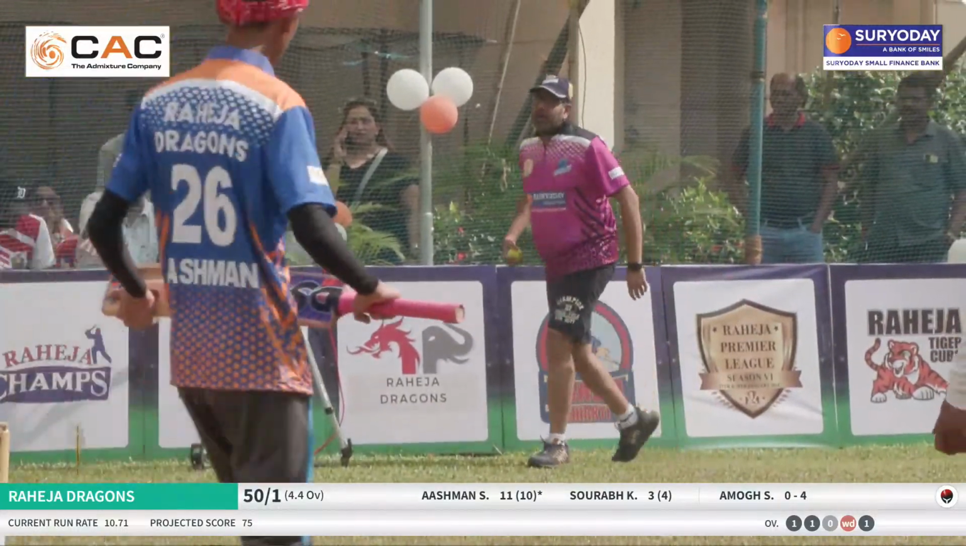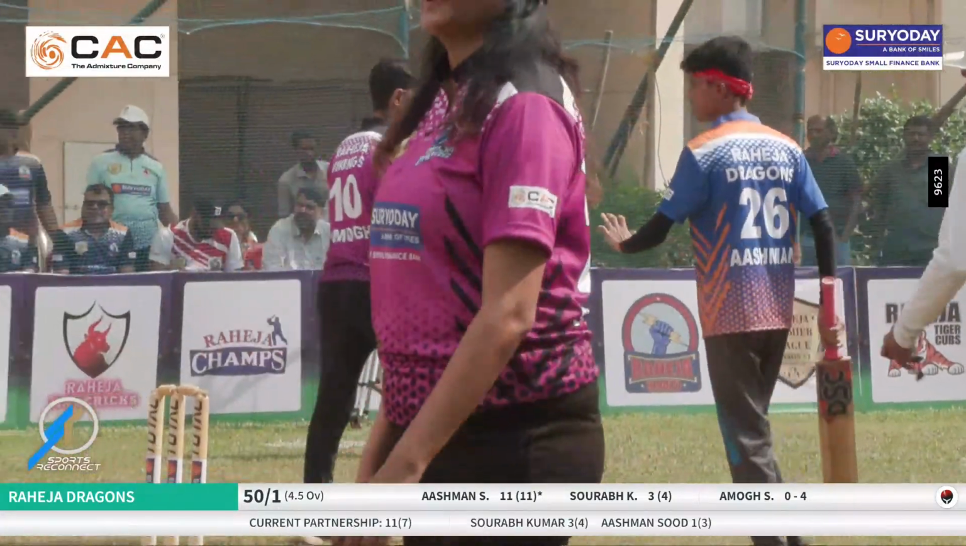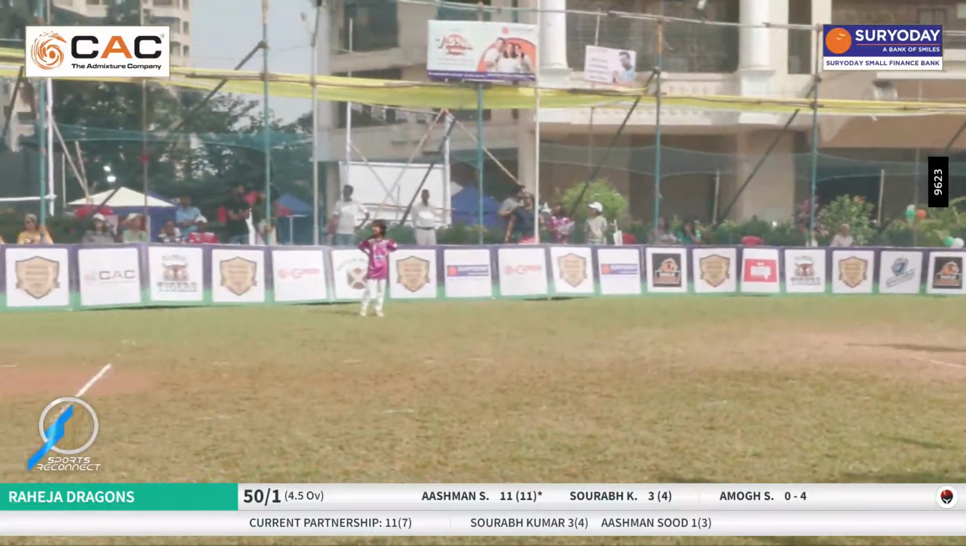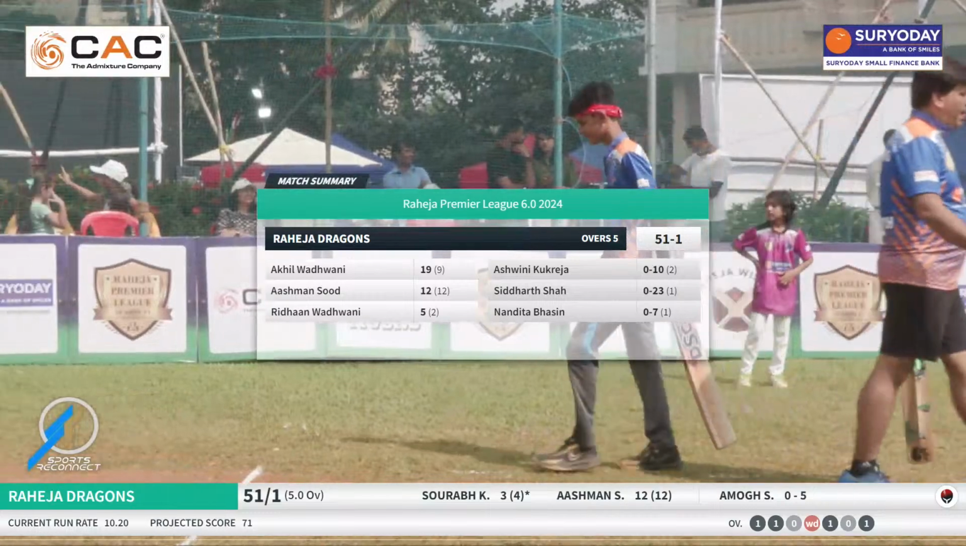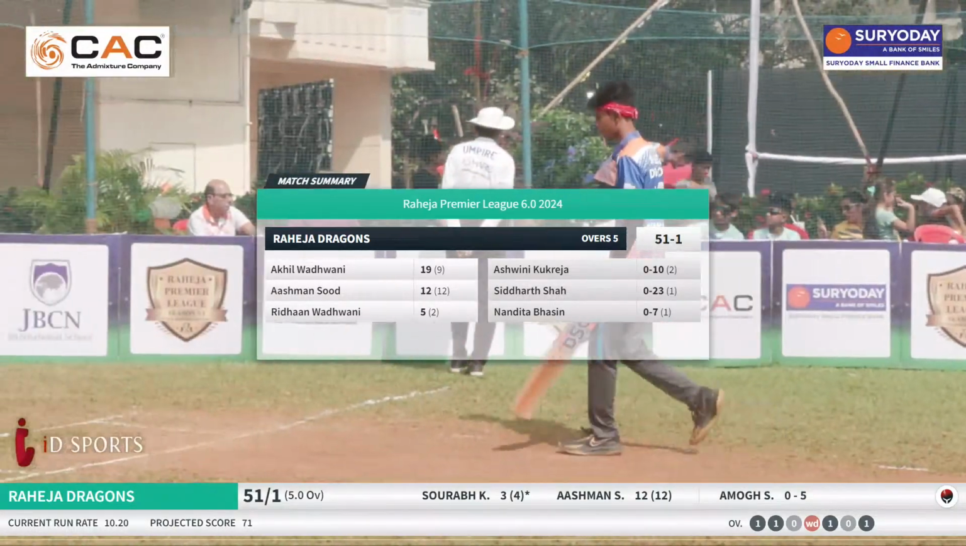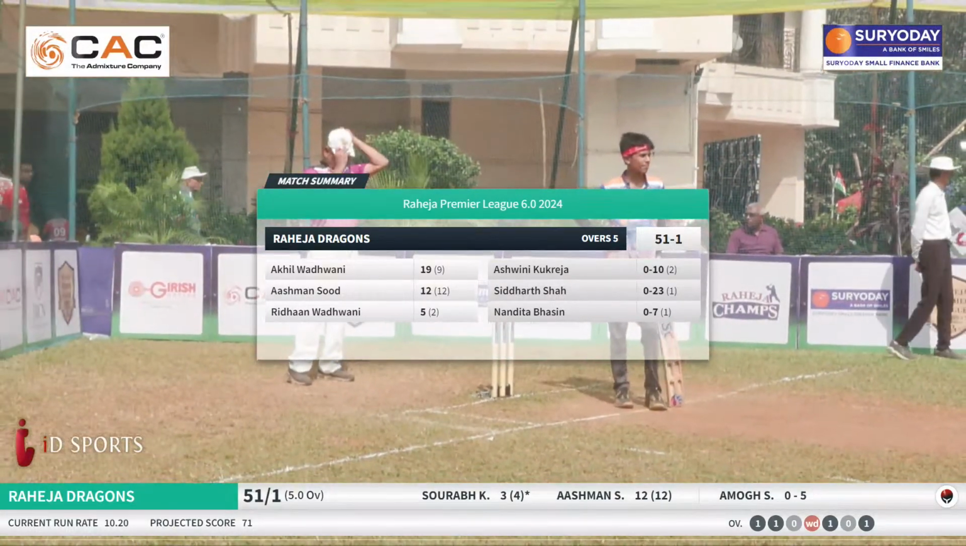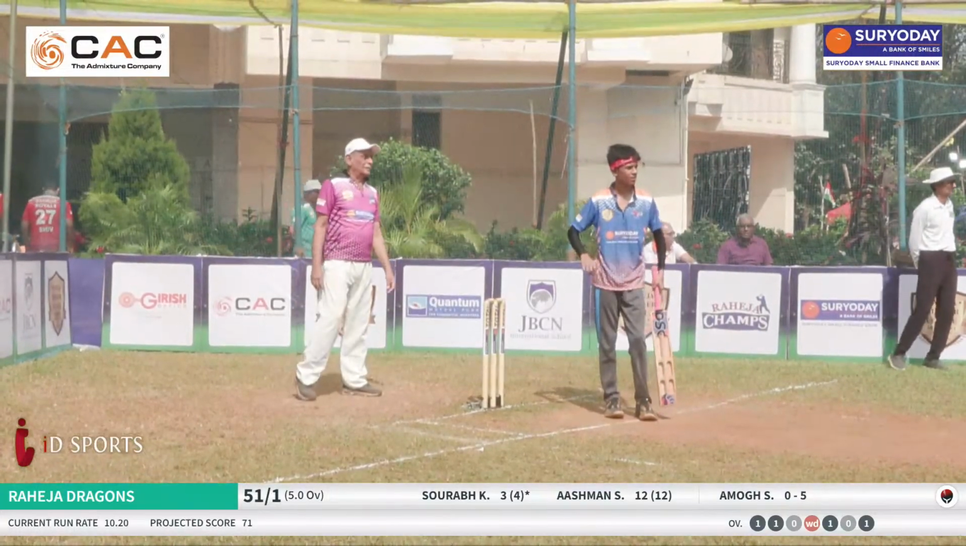The Dragons taking quick 1 runs each. And at the end of 5 overs, the score is 51 runs at a loss of 1 wicket.